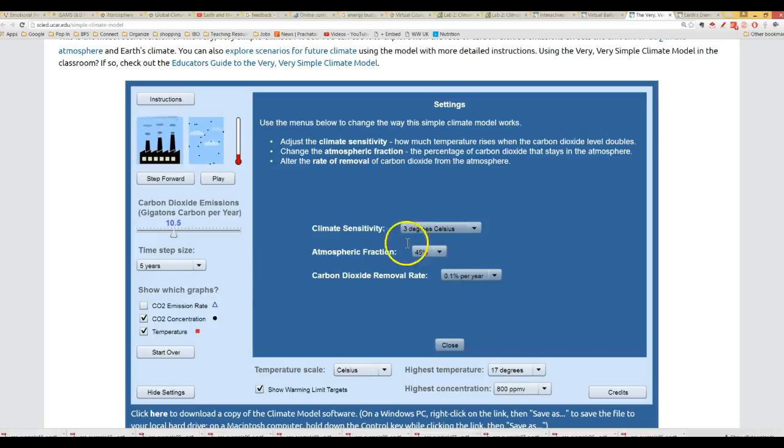This is how much carbon actually stays in the atmosphere rather than getting back into life forms again. So these two are linked. And sensitivity, how much the temperature rises when the carbon dioxide level doubles. So this would depend on, probably different researchers have different ideas about this.